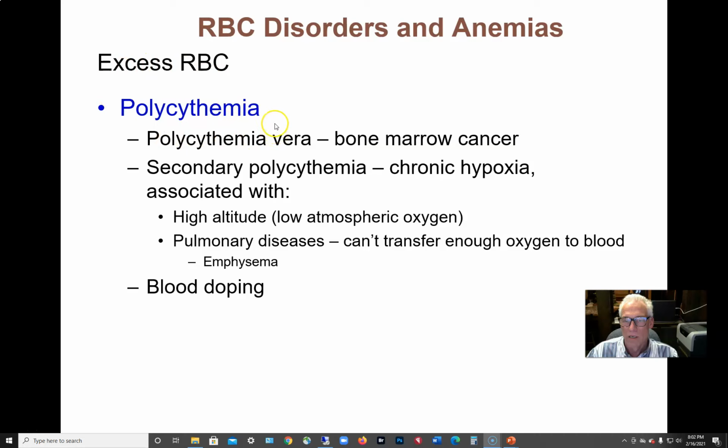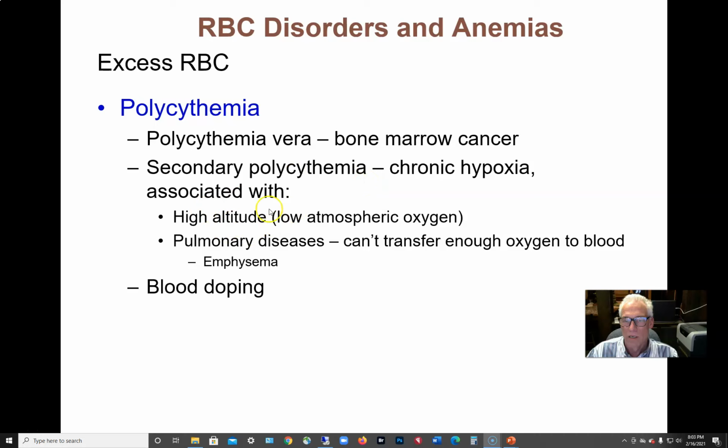Polycythemia. Too many red blood cells, or excess red blood cells. You could have cancer of the red bone marrow in which there's an overproduction of red blood cells. That's called polycythemia vera. So that's a pretty serious condition indeed. But much more often, there would be secondary polycythemia, some kind of a signal that's causing excess red blood cell production.